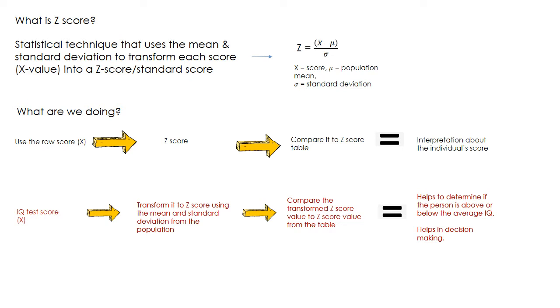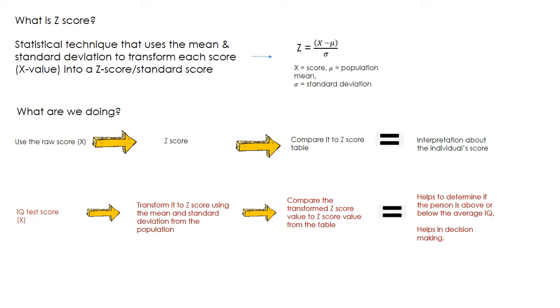So now we are converting our raw scores into a z-score. In order to convert it, we need to have a formula. That is this formula, the z-score formula. X is your score minus mu, the population mean, and this difference will be divided by the standard deviation.